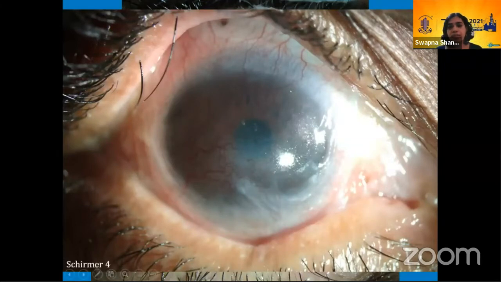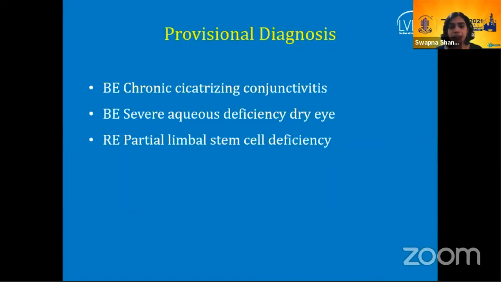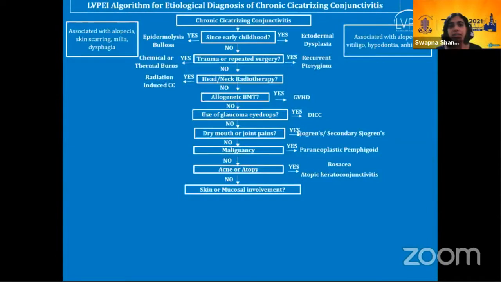Schirmer's is 4 in this eye. Left eye, again, very similar findings, but the cornea is much better, and the Schirmer's is 5 in this eye. So again, a diagnosis of chronic cicatrizing conjunctivitis with right eye partial LSCD. Again, we went to the algorithm and asked for all the history, and she gave a history of skin and mucosal involvement with hospitalization about 12 years ago.